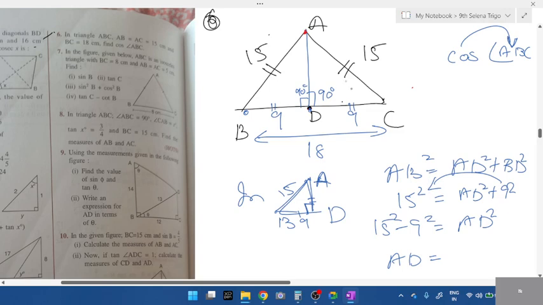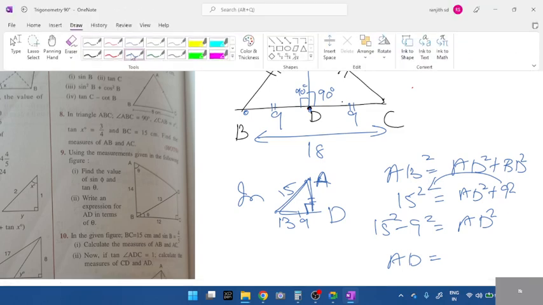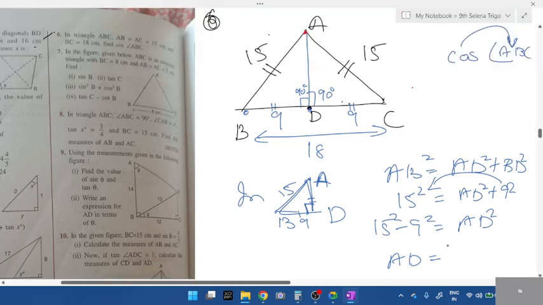Okay, did you get the answer? Sure, sure. Is it clear? Okay. What is AD, students? Square root of 225 minus 81, that is equal to square root of, so that is how much? 12.